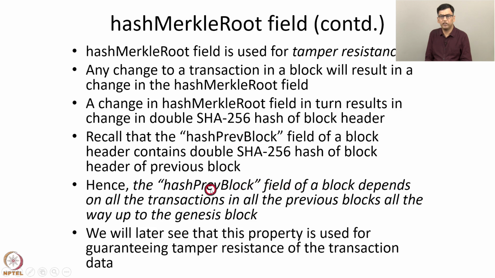So we'll later see that this property is used for guaranteeing tamper resistance of the transaction data. So if we change any of the transactions in a block, then the hash Merkle root field will change, and hence the hash previous block fields of the next block as well as all following blocks will change.